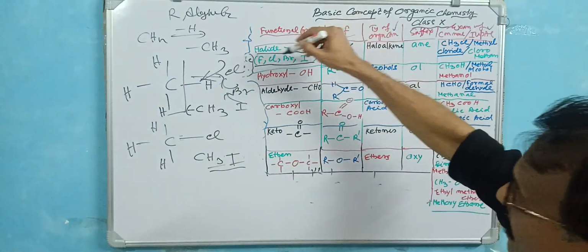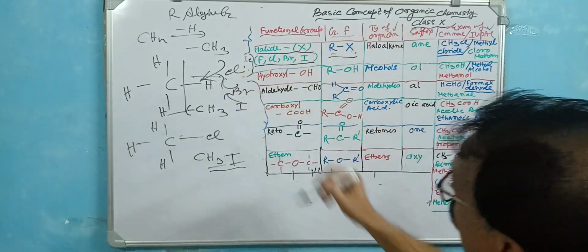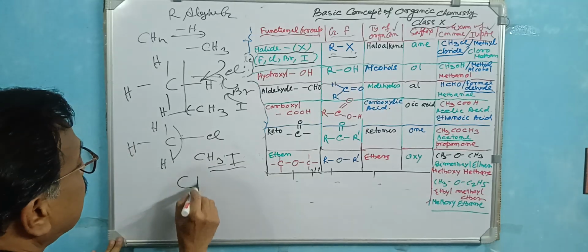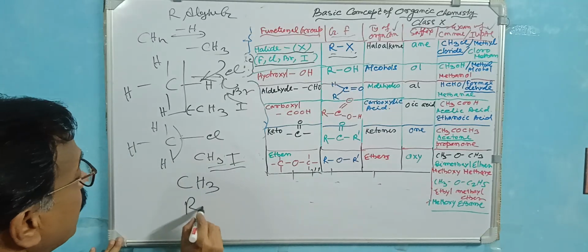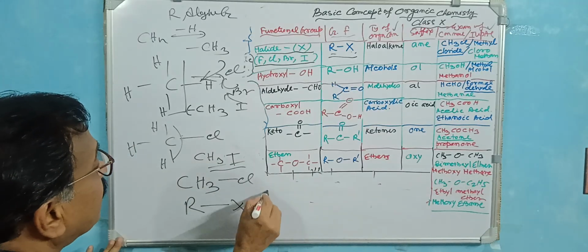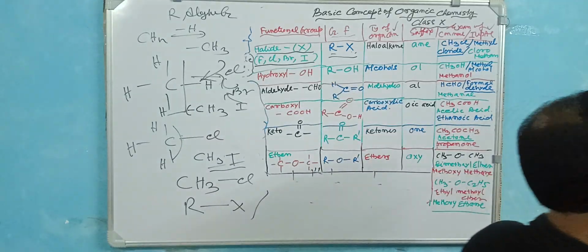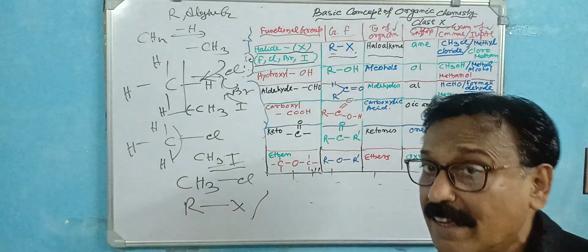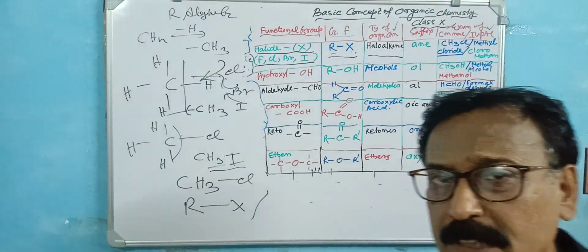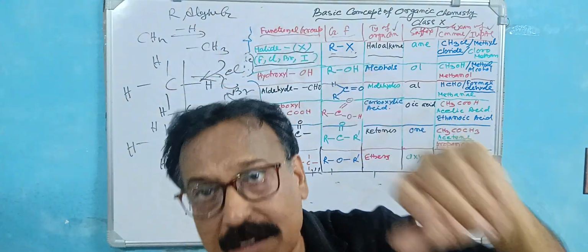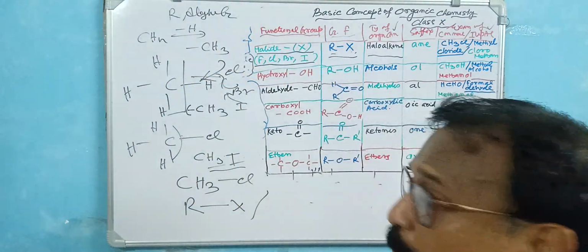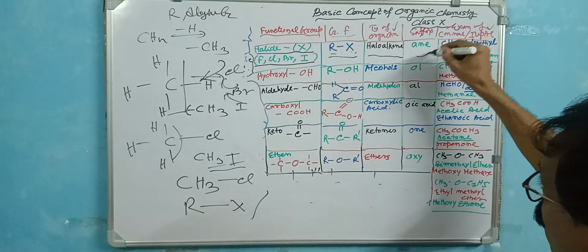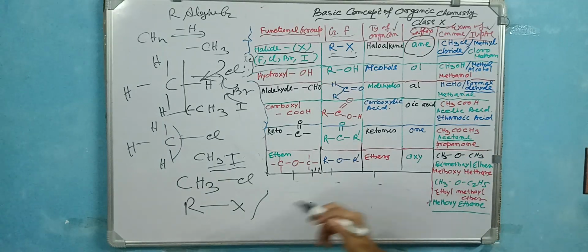Okay, so this is the halide group. Is this RX clear to you? In RX, X is the halogen, R is CH3, and X is Cl. This is called a haloalkane, because this is a methane. If there is a double bond, it is a haloalkene. Suppose C2H4, haloalkane.